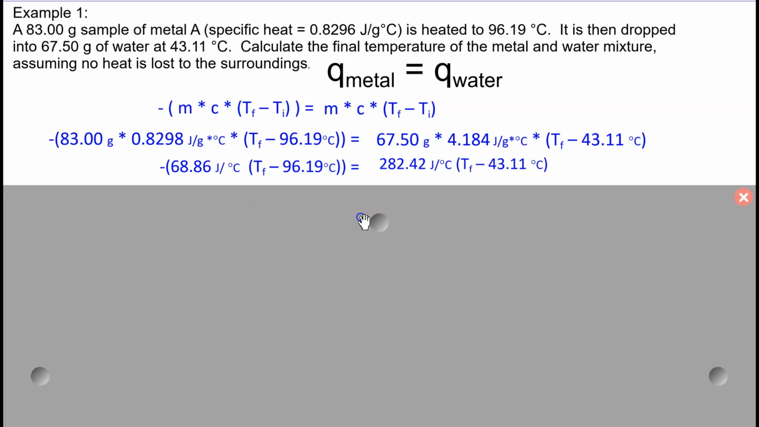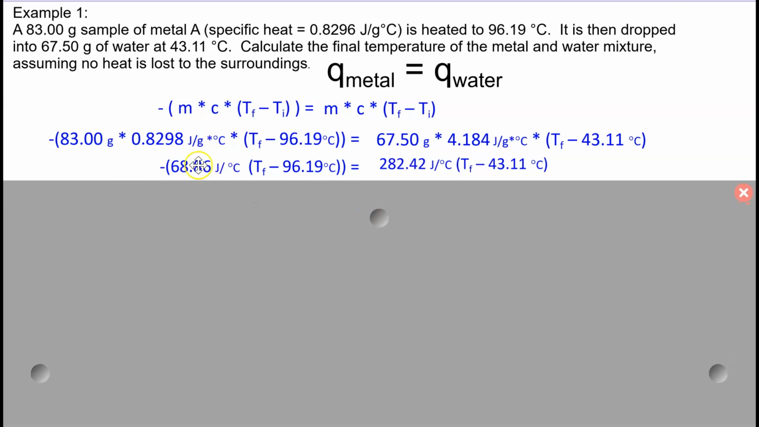Okay, so let's talk about what we're going to do in this first step. To get the 68.86, I took these two numbers and multiplied. So they're right here. I kept my negative out here for now. So now these two numbers multiplied goes here times this. And then 67.50 times 4.184 is 282.42. So all I did was multiply the two front numbers here and got this, these two front numbers and got here.